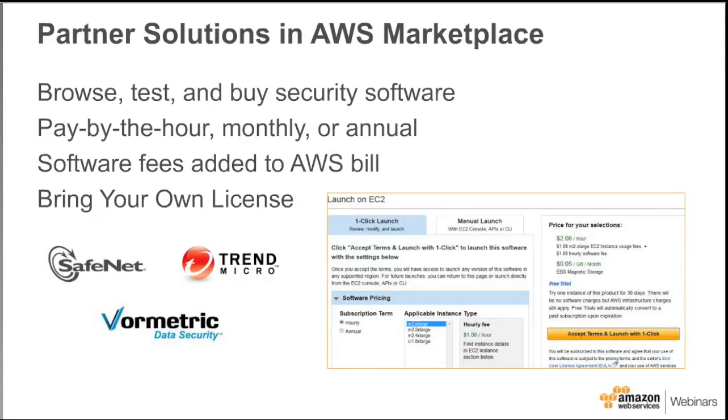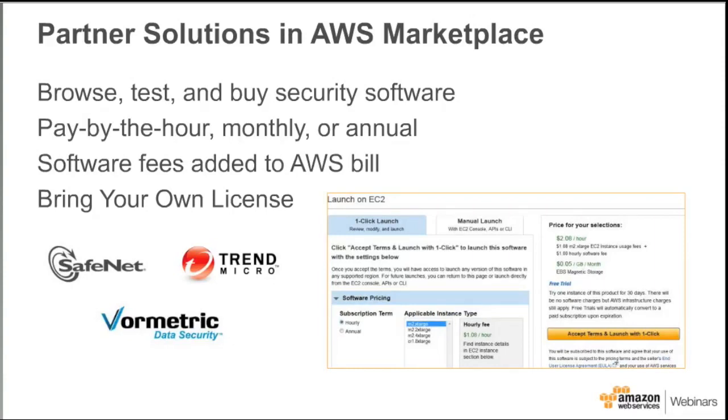So let me talk about some other options for you outside of AWS provided key management. We have several partners that have solutions in AWS Marketplace: SafeNet, Vormetric, Trend Micro, just to name a few. What they do is they provide virtualized instances of their server software that you can deploy inside your EC2 instance, and you will get a complete key management solution that could integrate with EBS to encrypt your EBS volumes.